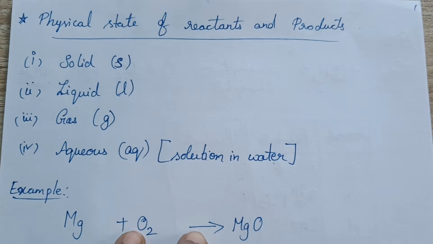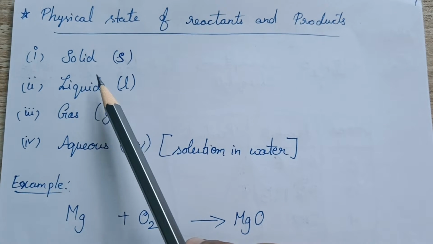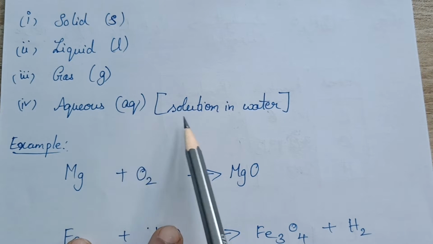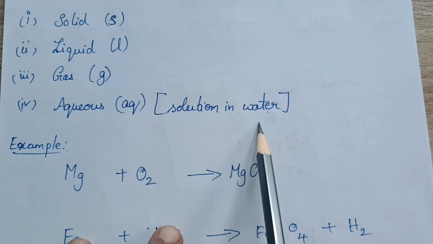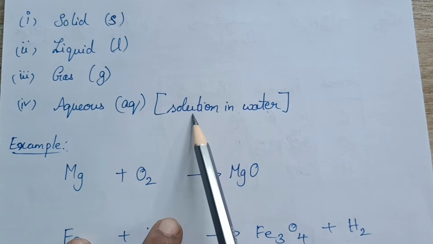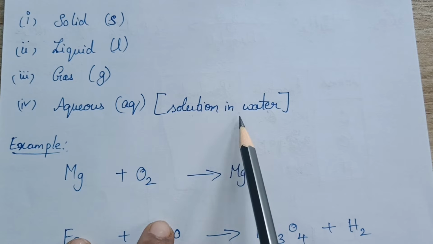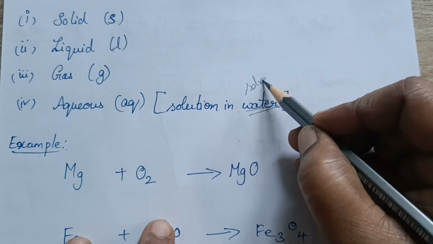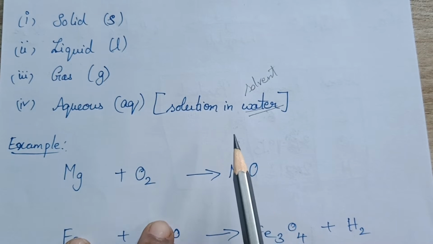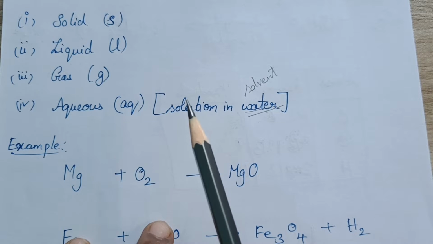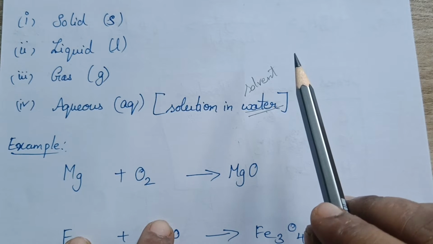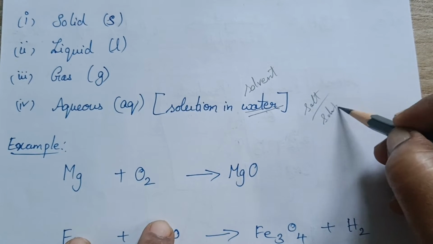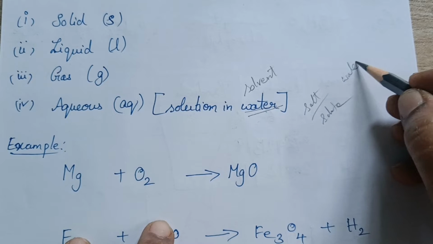So what are the different states of the elements? Solid, liquid, gas and aqueous. Aqueous means it is a solution in water. Solution means what? It is a combination of solute and solvent, right? So here the solvent will always be water. If you take a salt solution, you will be adding salt to the water, right? So that salt is your solute and water is your solvent.